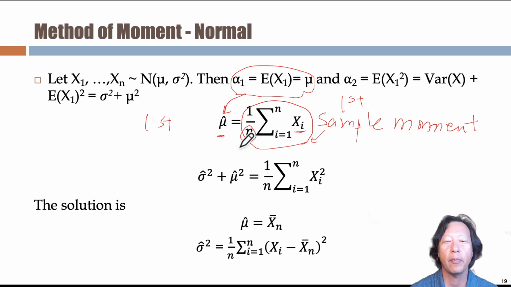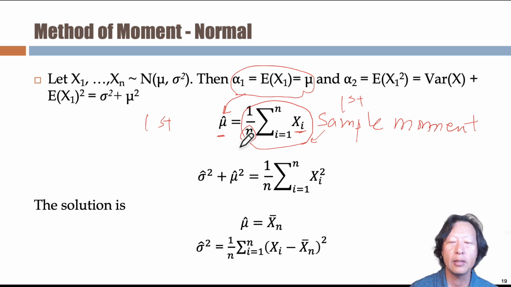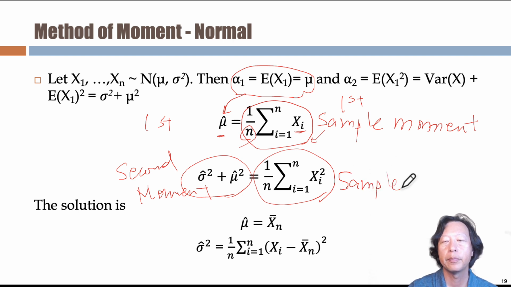Again, it gives you the background logic for why we can simply calculate the sample mean. That should be the best estimator. I mean, not the best estimator; according to the method of moments, that is the estimator for the population mean. And in the same way, this side is the second moment, and this is the sample moment, second order.